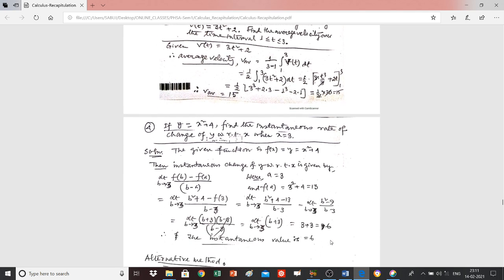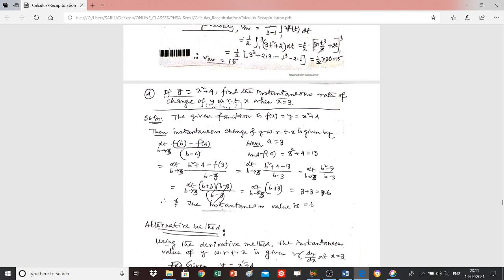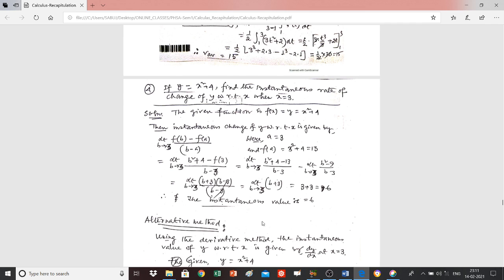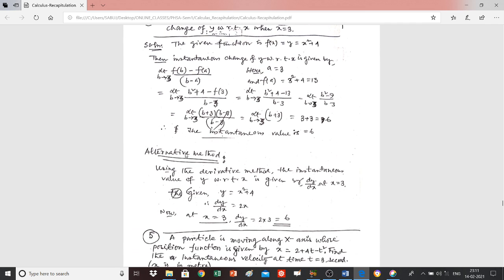Just simplifying, we finally obtain limit b tends to 3, b plus 3. This is the simplification process, and using the limit of b, 3 plus 3, that is 6. So the instantaneous value is 6. Here is another method, that is, an alternative method.